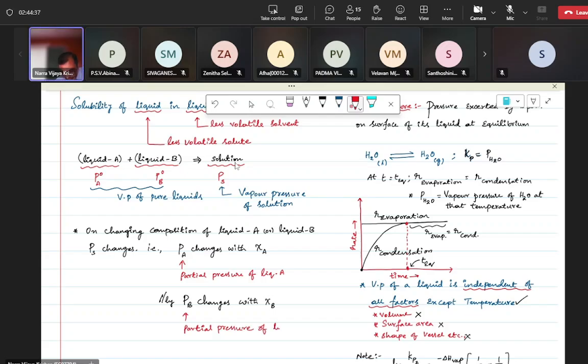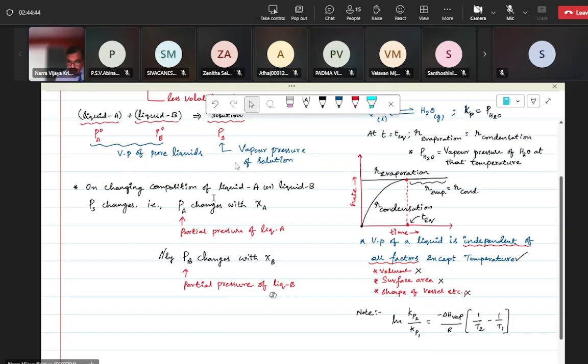Any questions in it? Right? Now I am writing that PA is directly proportional to XA. Similarly, PB is directly proportional to XB. Accepted or not? If I take more amount of A, the pressure because of A is also more. If I take more amount of B, the pressure because of B is also more.